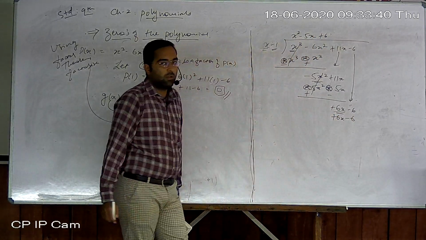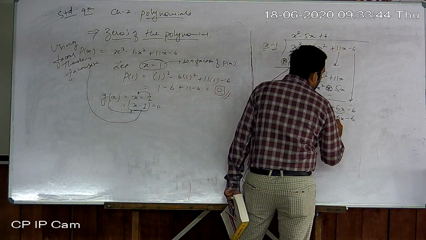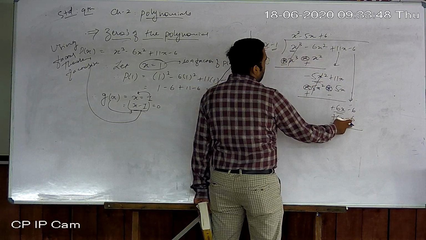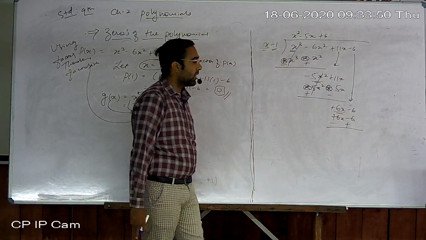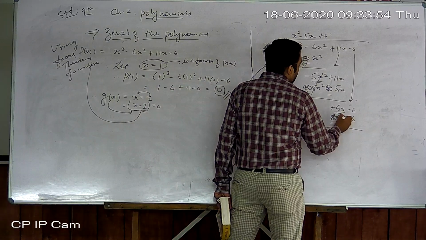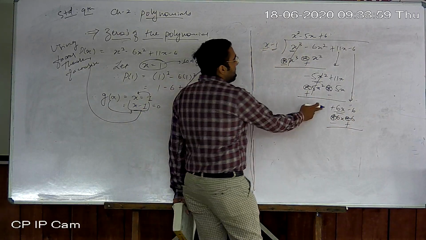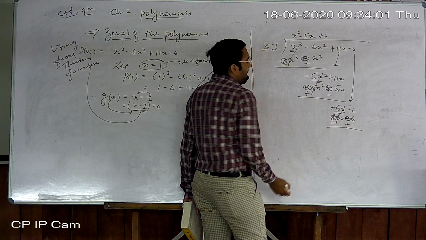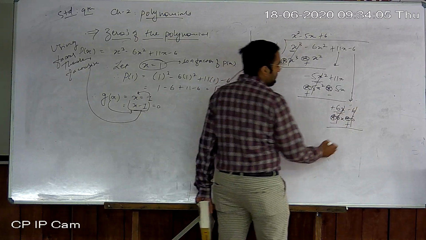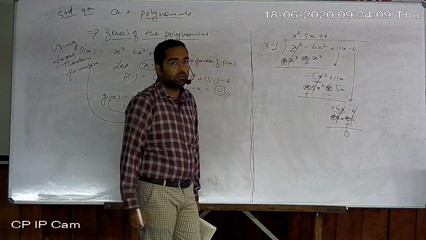Now change the signs for the subtraction. Here is a plus, I'll take minus, here is a minus, I'll take plus. Now again cancel out the middle signs. Clear? So plus 6x minus 6x cancel out, and minus 6 plus 6 also cancel out. Therefore my answer is 0. Therefore my remainder is 0.